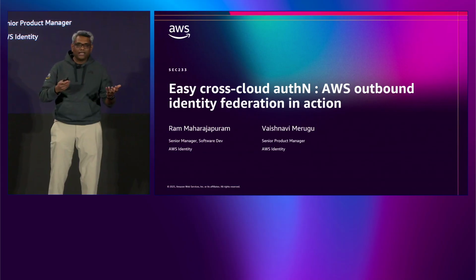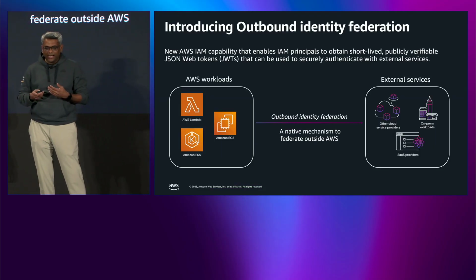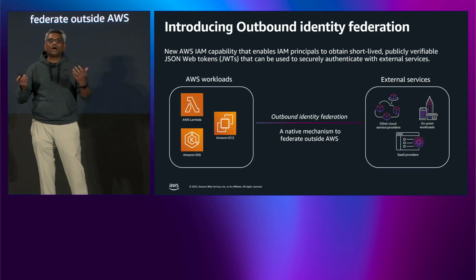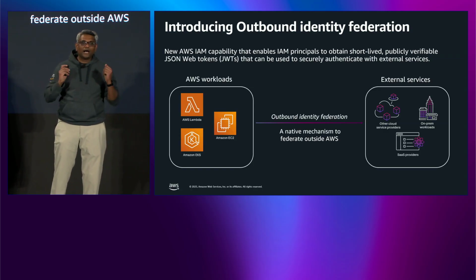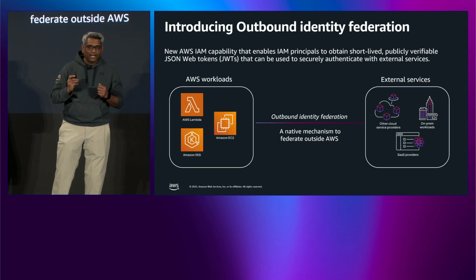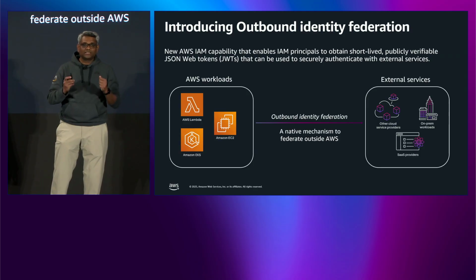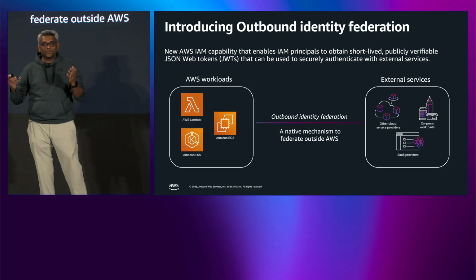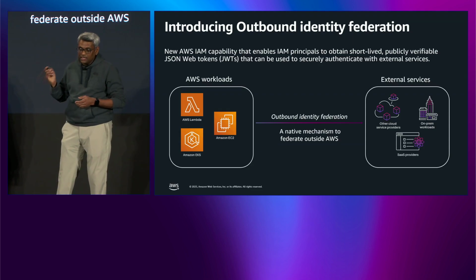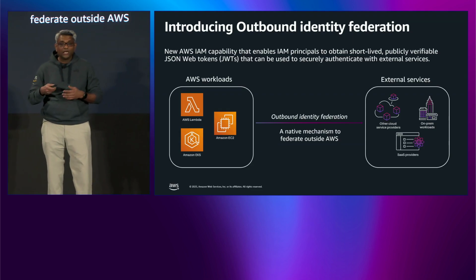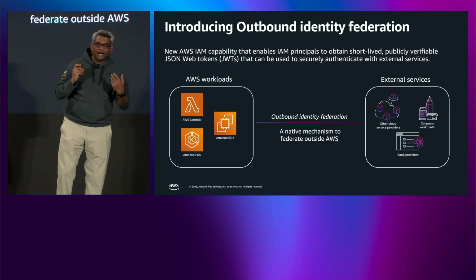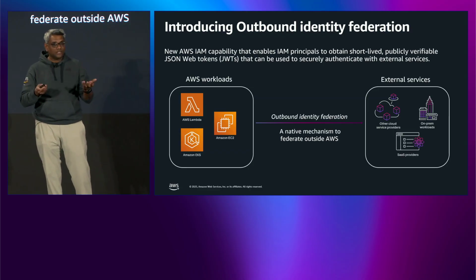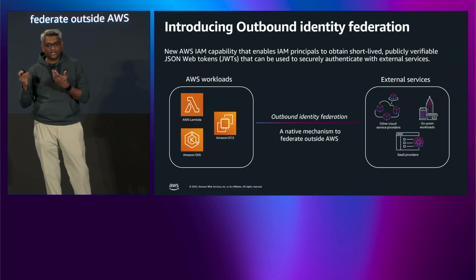Oftentimes, builders have to trade off between security and ease of use. And with this new solution, you no longer have to face that dilemma. You now have a native way to exchange your AWS credentials and use them to connect to any third-party services. So this could be other cloud service providers. It could be on-prem workloads. It could be SaaS providers. So cloud service providers like Azure, GCP, SaaS providers such as Databricks, Snowflake.